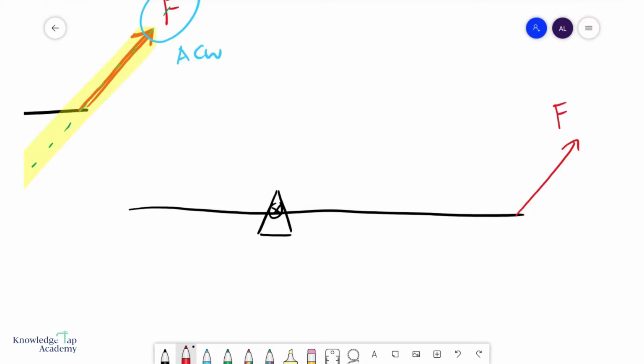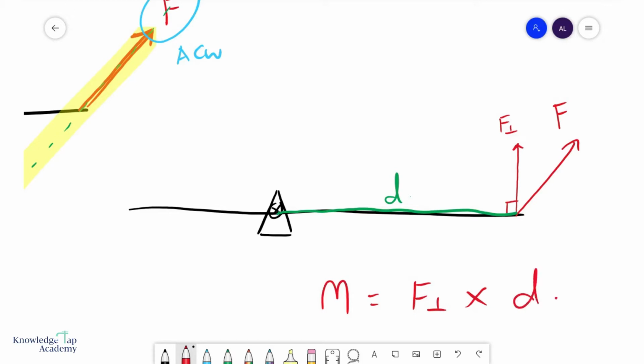Now, one other way that I can do this, in some situations it may be difficult to find the perpendicular distance. And so what you can do, you can keep the distance D from the pivot to where the force acts, and then you can resolve the force and take the component F perpendicular that forms a 90-degree angle with D, in which case the moment equals F perpendicular times D, and that will work as well.